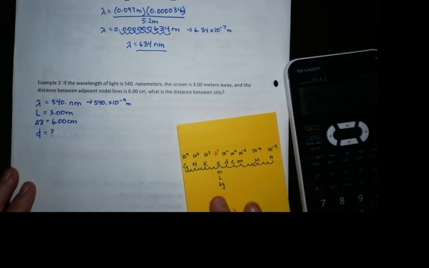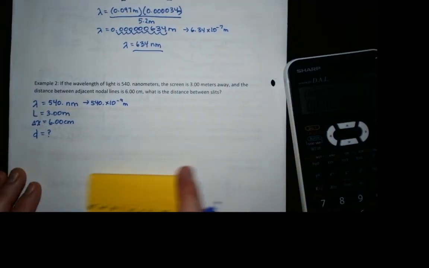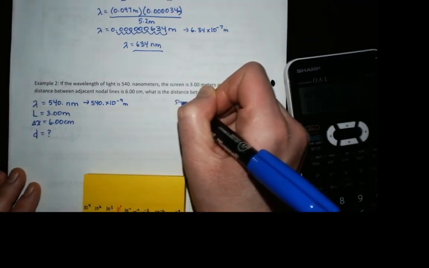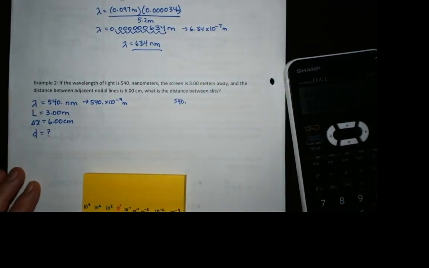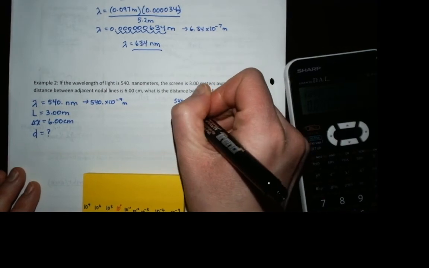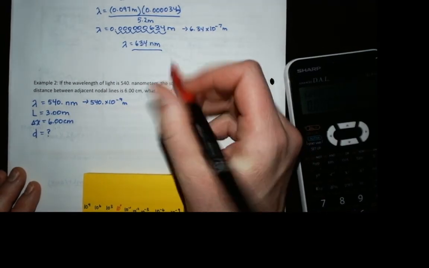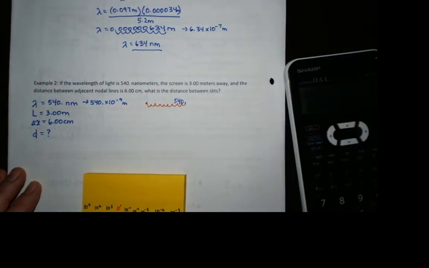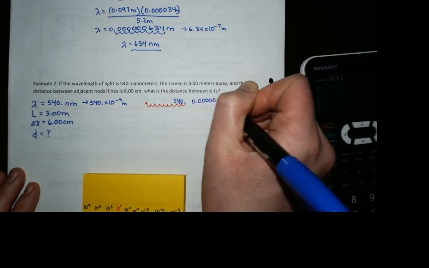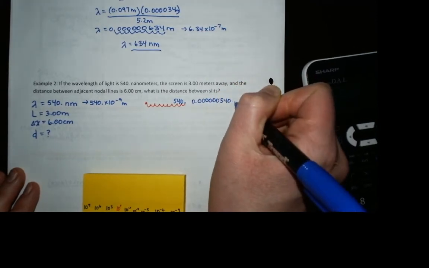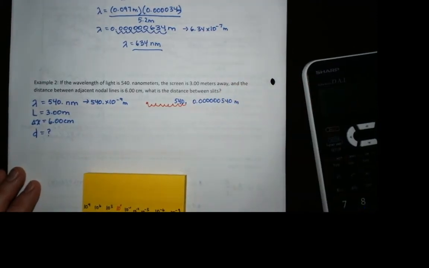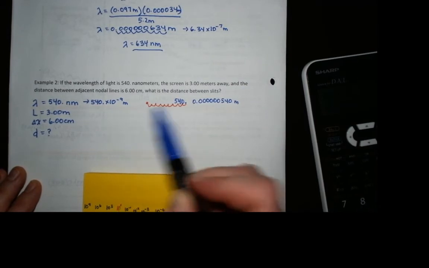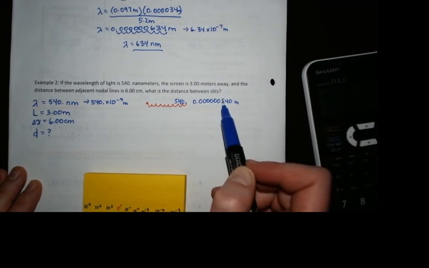Or what we could do, if you prefer to just move the decimal, is move the decimal from the end 9 times. So we end up with 1, 2, 3, 4, 5, 6, 540 meters. You can do this or this. You do not have to do both, whatever you prefer.